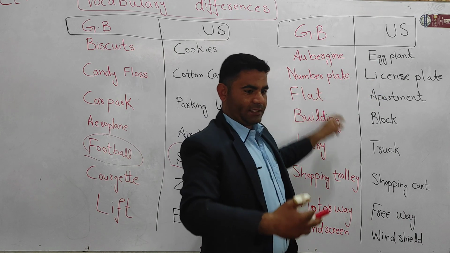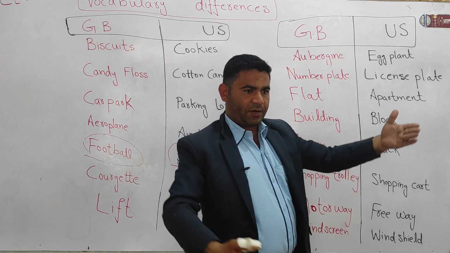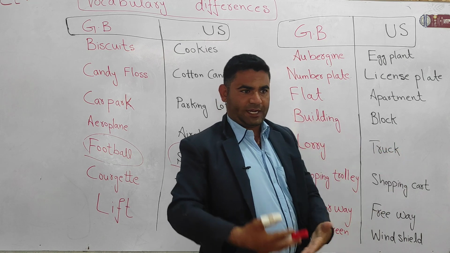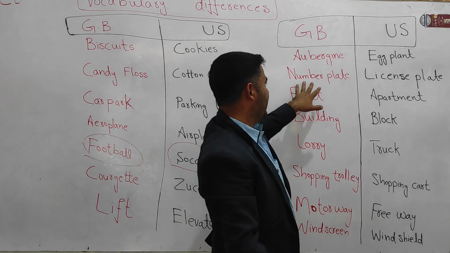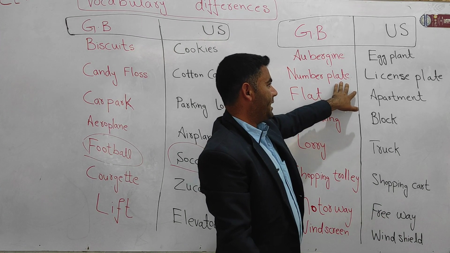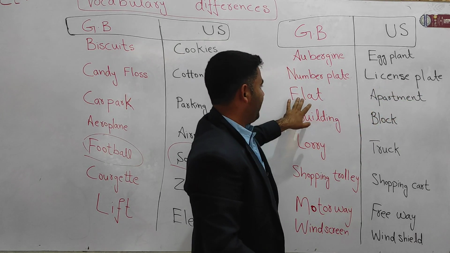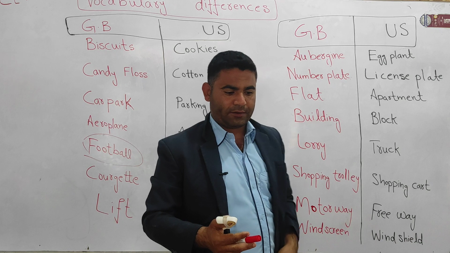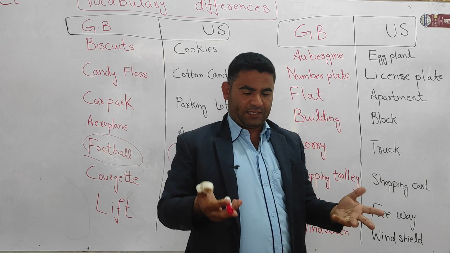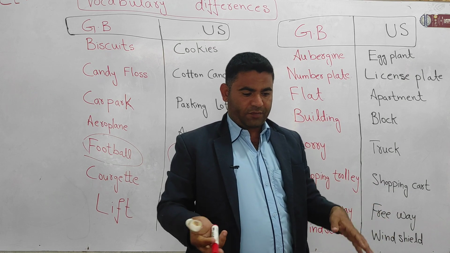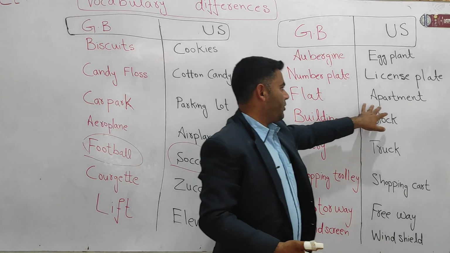Number plate, you know, it's behind the car or in front of the car, sometimes both. So it's called number plate in British English. In American English, it's called license plate, right? Flat is a kind of small house, not a big house. Maybe only a bedroom, a kitchen, and a living room. British call it flat and Americans call it apartment.